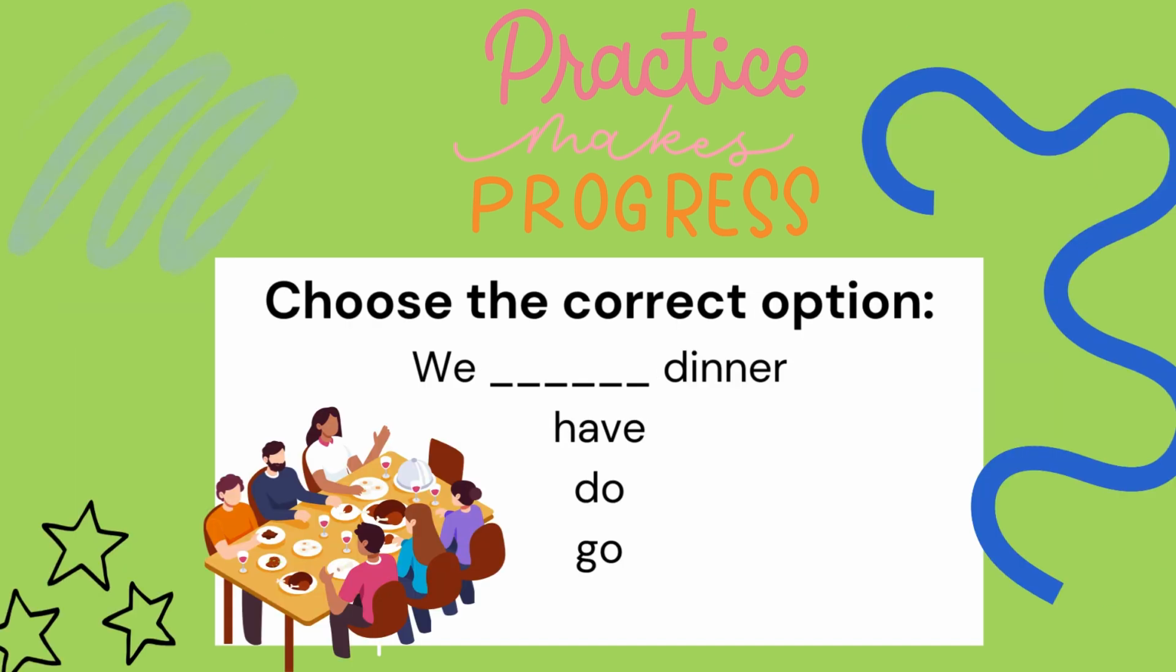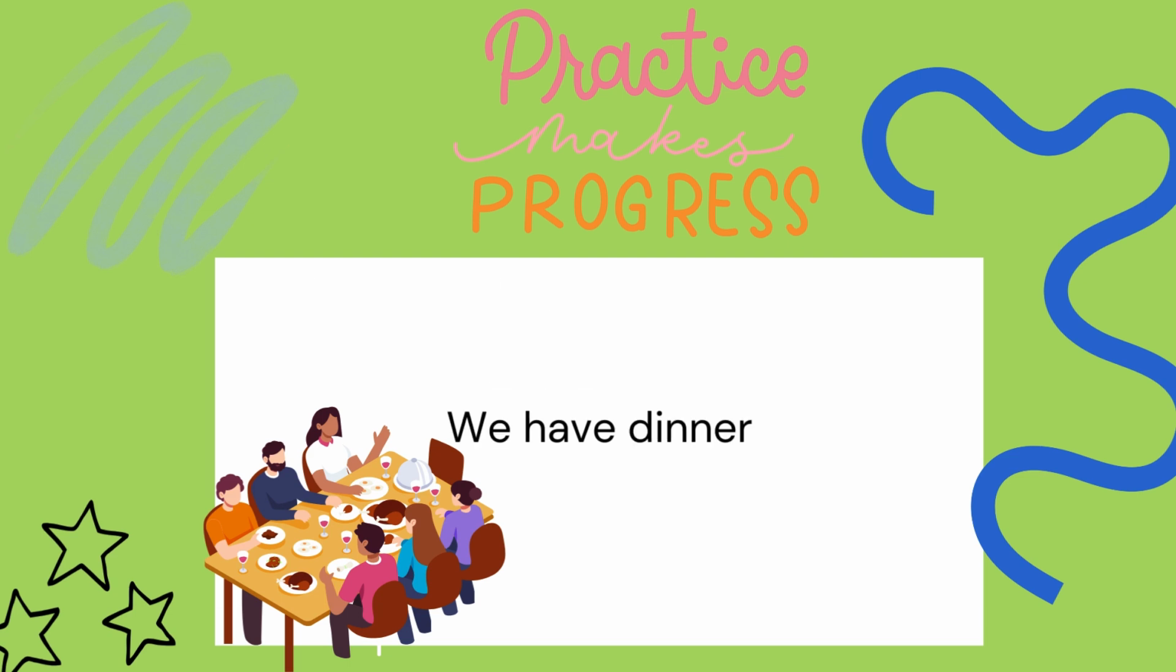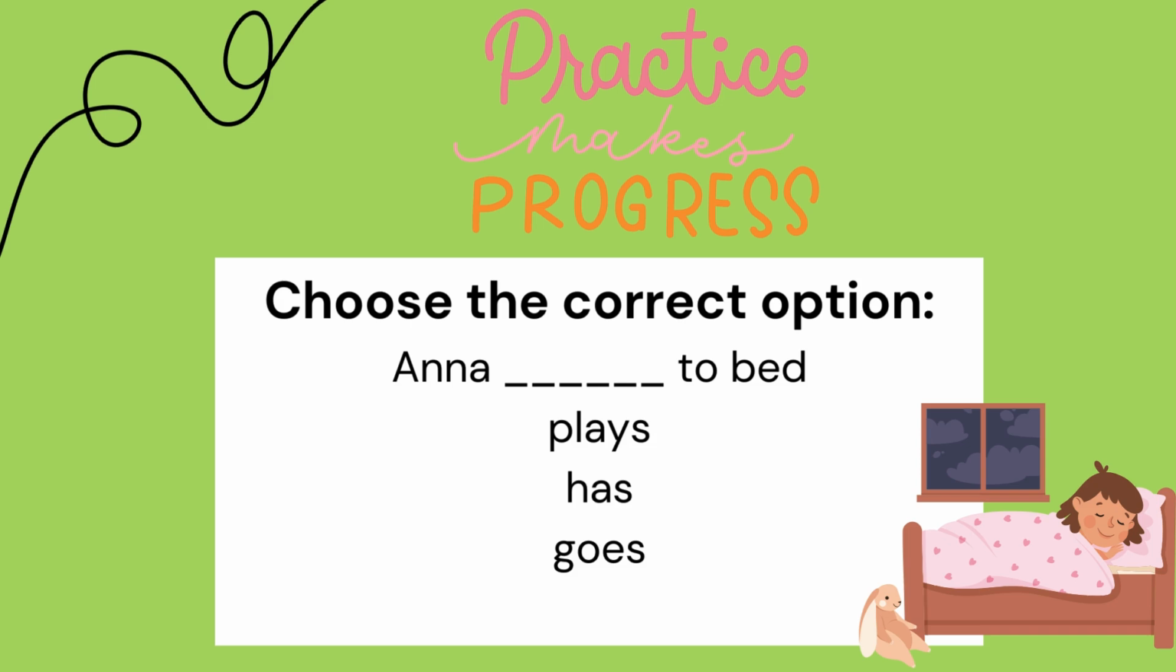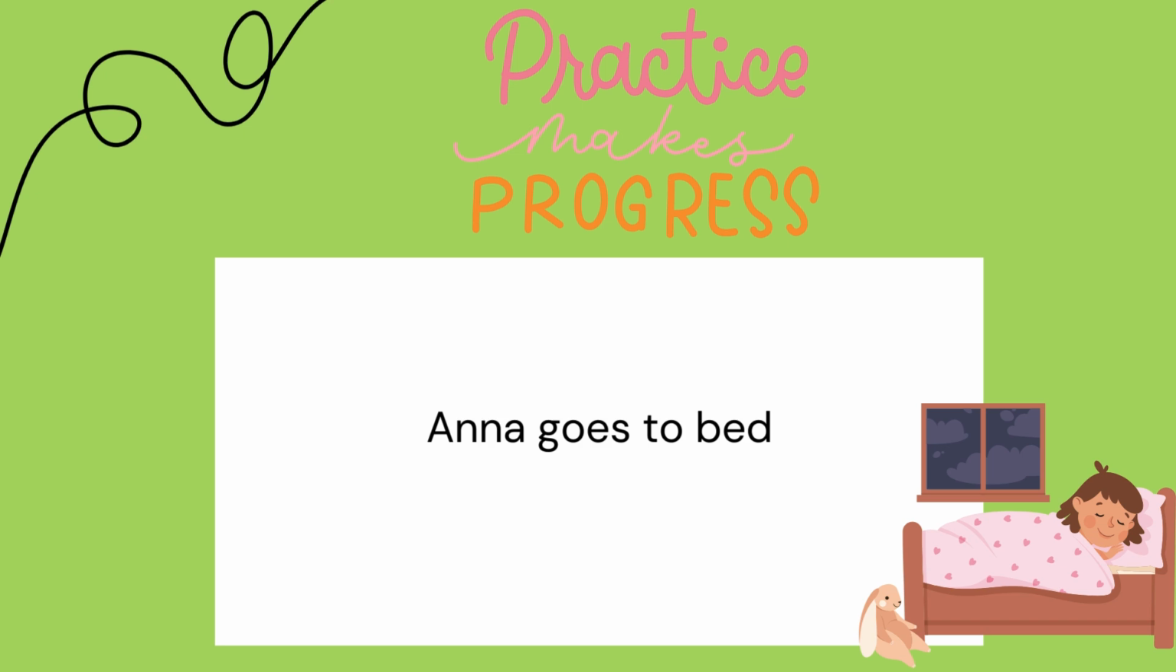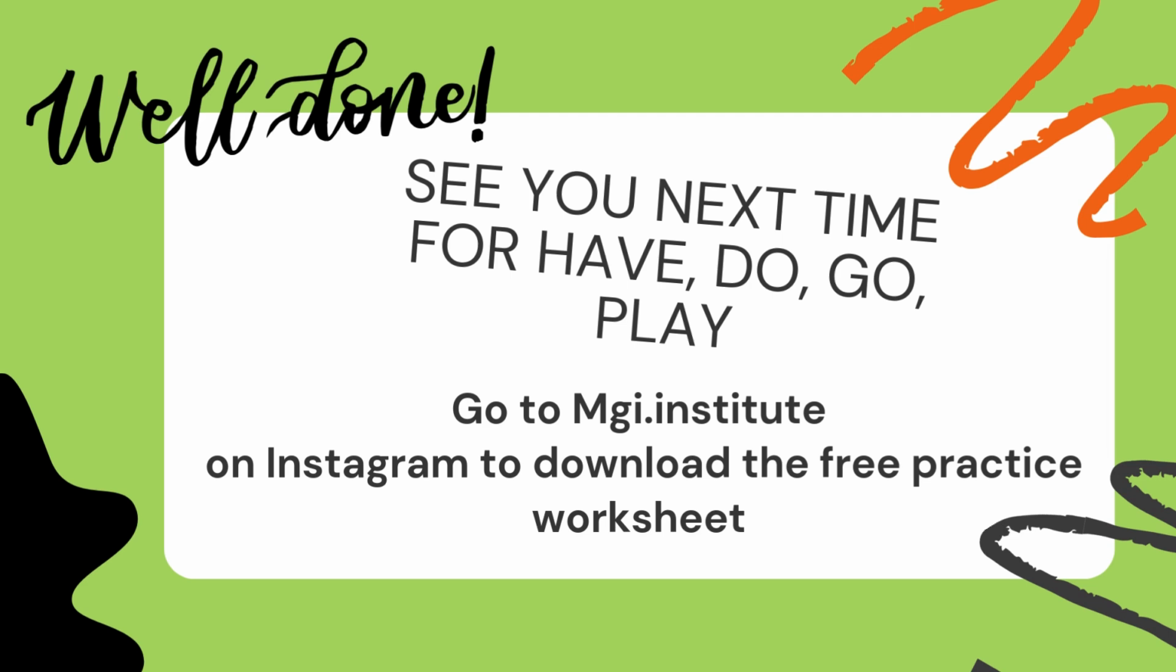Now a bit of a different one. We have dinner or we do dinner or we go dinner. We have dinner. Anna plays to bed or Anna has to bed or Anna goes to bed. Anna goes to bed. So if you're not sure about what it is you're going to put in there for have, do, go and play, join us for the next video where we're going to discuss this some more.